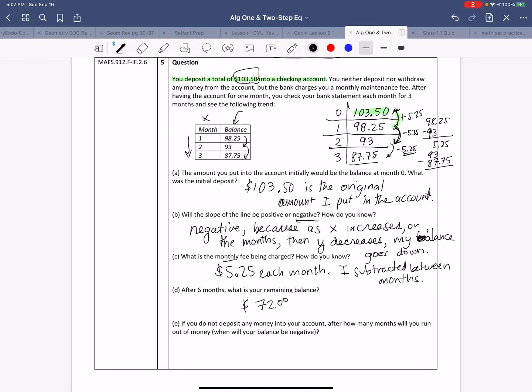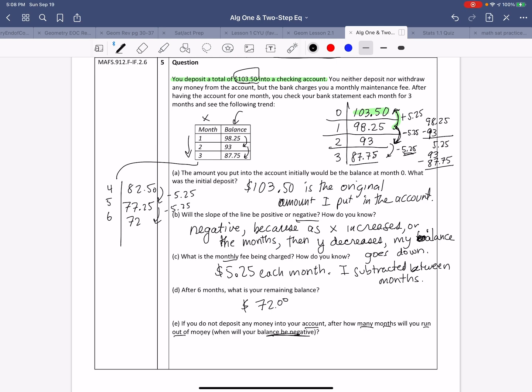So I noticed many kids on the quiz continued the pattern. So 4, 5, and 6, continuing to subtract the $5.25. So I'm just going to double check this. And again, I'm subtracting $5.25 each time. And I get 72. Last question, if you do not deposit any money into the account, after how many months will you run out of money, or when will your balance be negative?